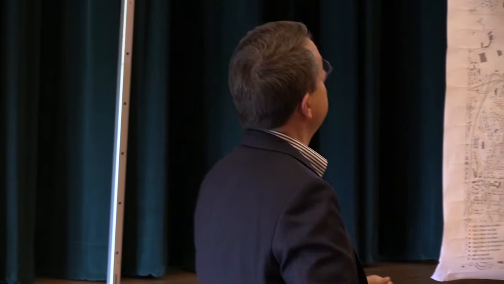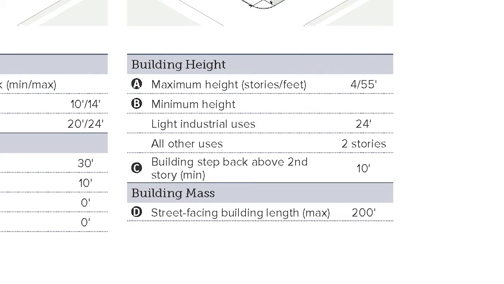So it allows for a tall ground floor for retail purposes, and the other floors can also be taller than normal if the applicant chooses. Light industrial uses, if they get developed in this zone, are allowed to be only 24 feet in height and 2 stories.